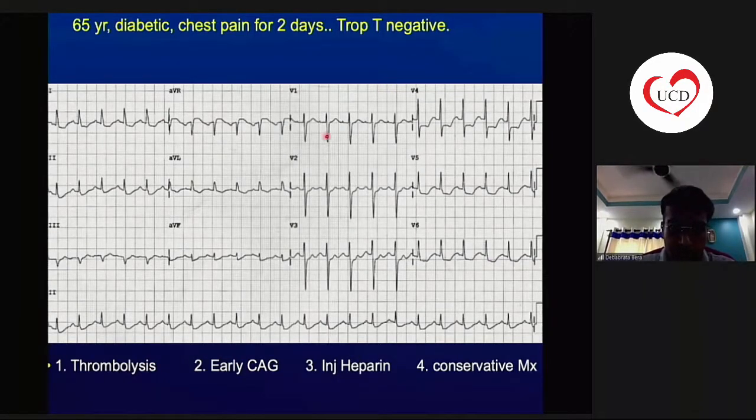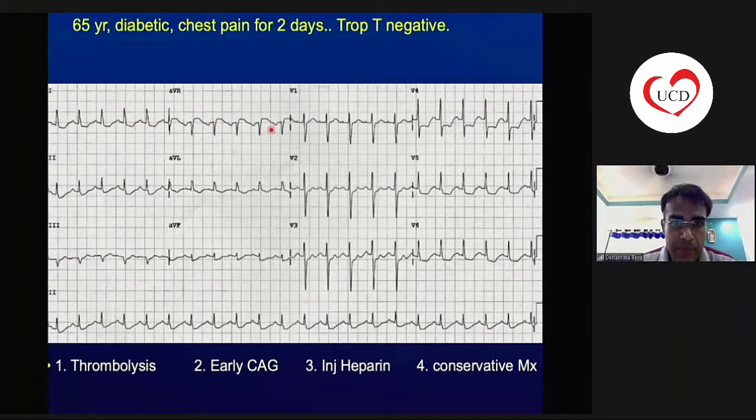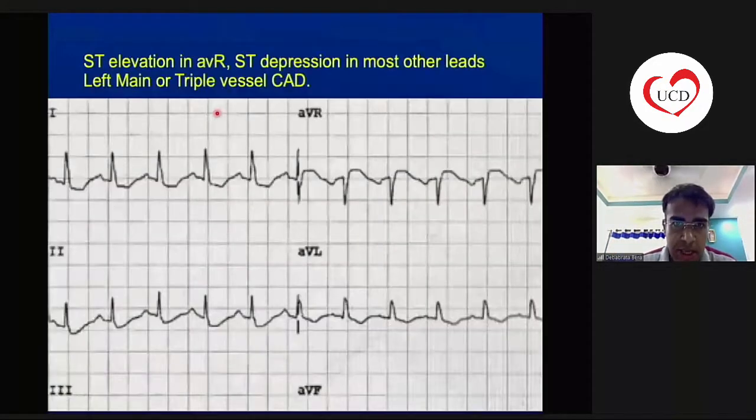So if you look at it, in general, there is ST depression in lead 1, 2, AVL, 3, AVF, even V5, V6. The only place where there is a ST elevation is AVR. And in V1, the ST is almost flat. So this ECG, I've just zoomed it for better visualization. If you see, the AVR has a ST elevation and almost all other leads have a ST depression.